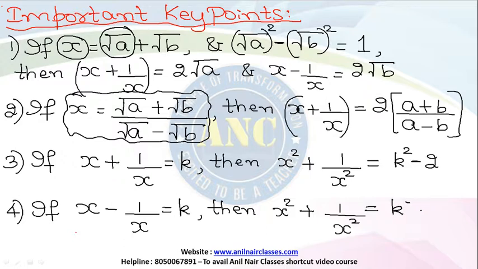Instead of k square minus 2, this becomes k square plus 2, right? This becomes k square plus 2. If x minus 1 by x is equal to k, then x square plus 1 by x square will be equal to k square plus 2. Now these are the things which we have already discussed.